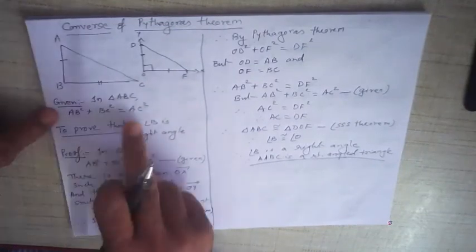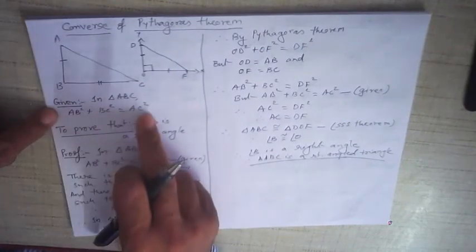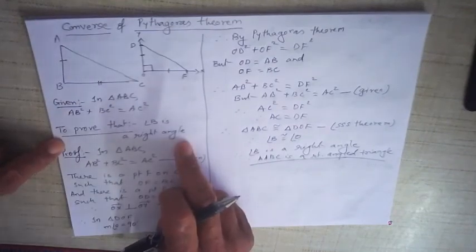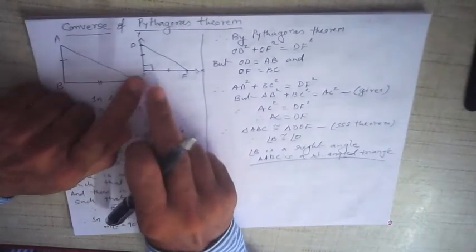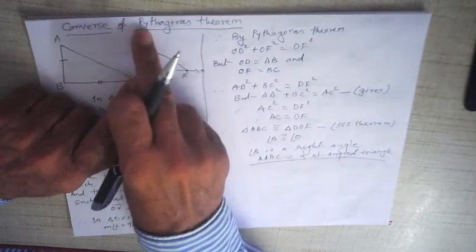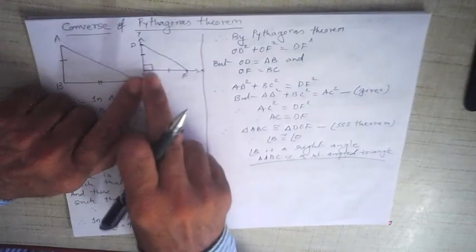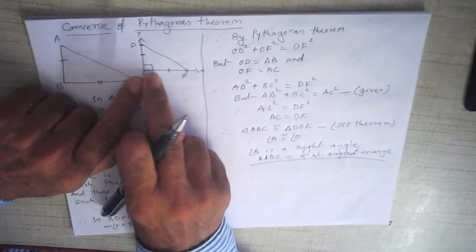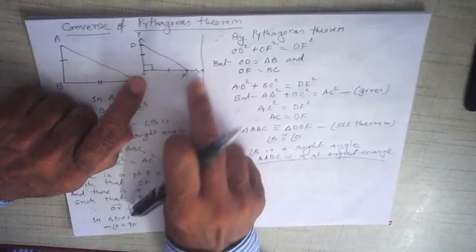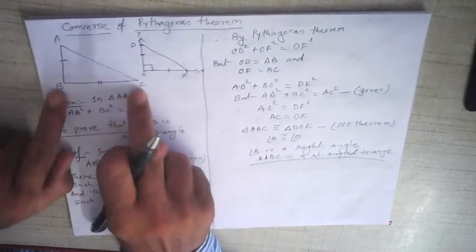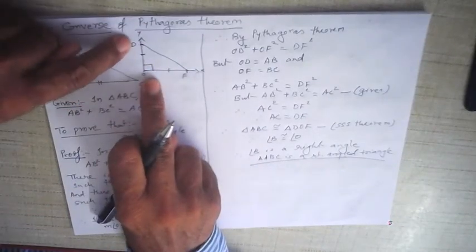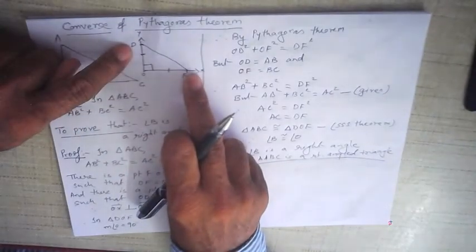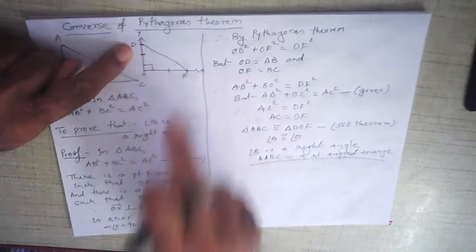Here in triangle ABC, we are given that AB square plus BC square is equal to AC square. We are supposed to prove that angle B is a right angle. So we construct something. What do we construct? We know that in a graph paper we have got x-axis and y-axis. The x-axis and y-axis are perpendicular to each other. They intersect in the point O, which is called the origin. So this is 90 degrees. On x-axis there is a point F such that OF is equal to BC. On the y-axis there is a point D such that OD is equal to AB. Now join DF. So by construction, we have constructed triangle DOF.